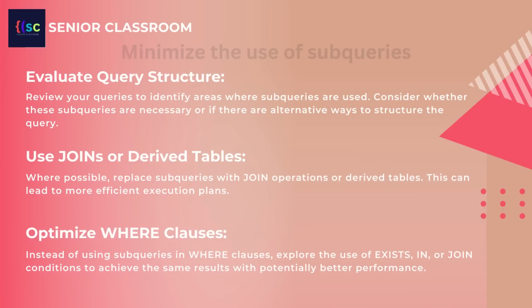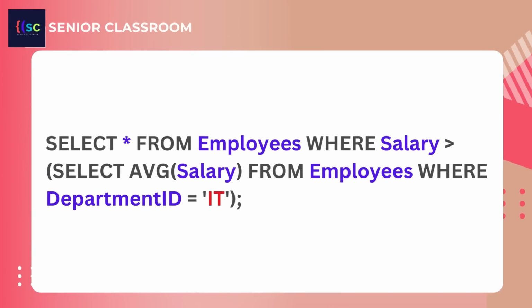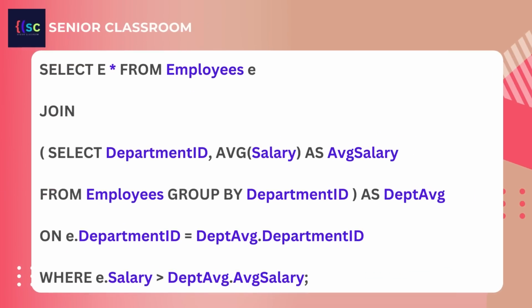Optimize where clauses. Instead of using subqueries in where clauses, explore the use of exists, in, or join conditions to achieve the same results with potentially better performance. Example: consider a query with a subquery to find the average salary of employees in a specific department. Optimize the query using a join.